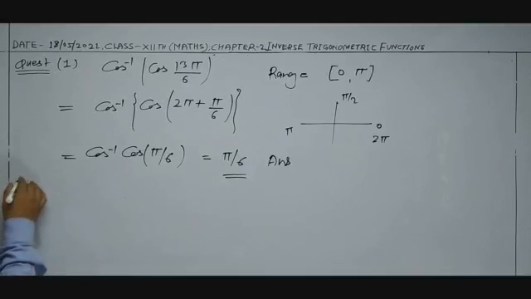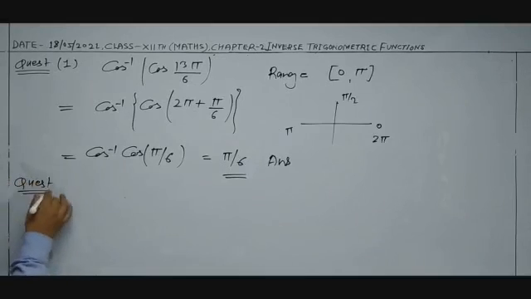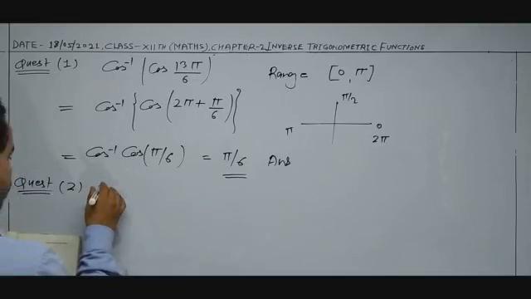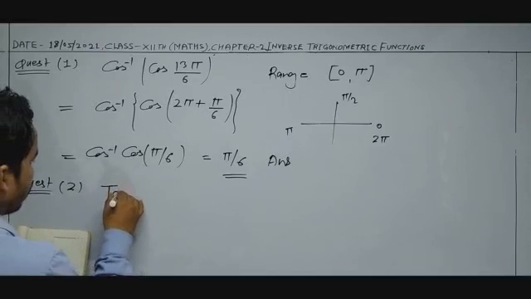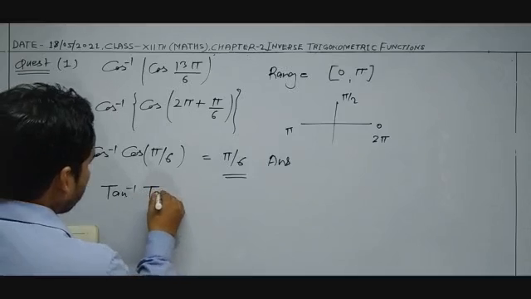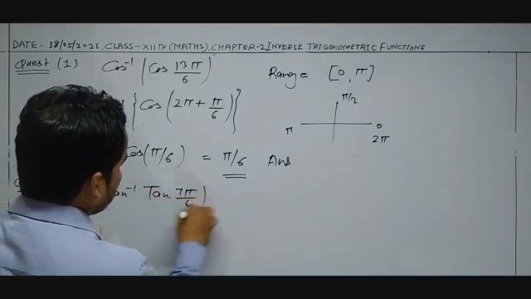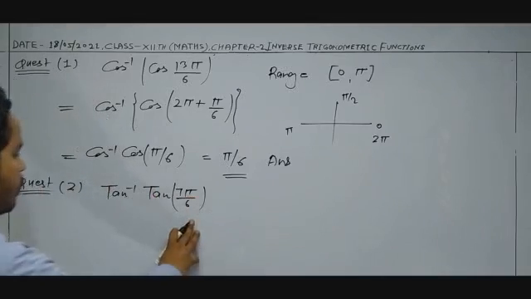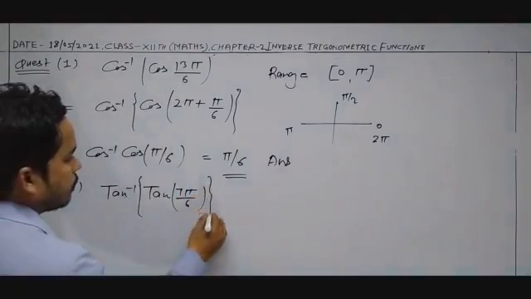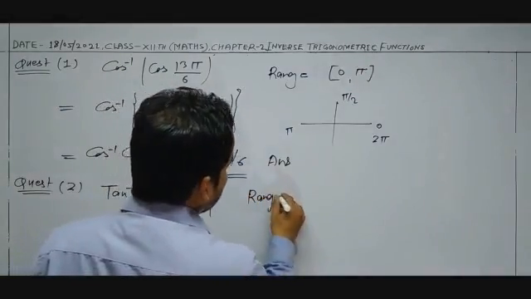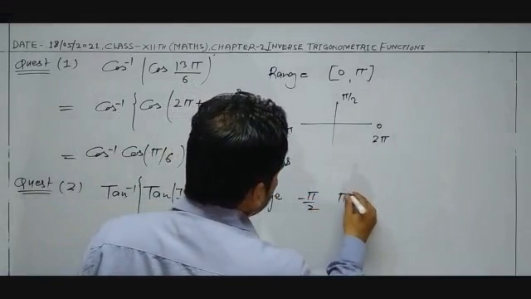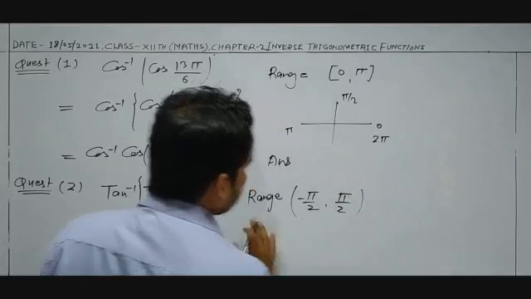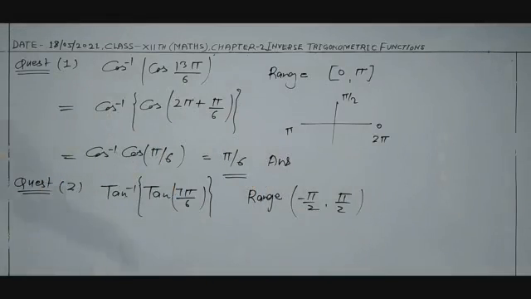Now see question number 2. Find the value of tan inverse tan of 7 pi by 6. You know the range of tan inverse is minus pi by 2 to plus pi by 2 in open interval, because tan 90 is infinity, not defined. So its range lies between minus pi by 2 and plus pi by 2 in open interval.